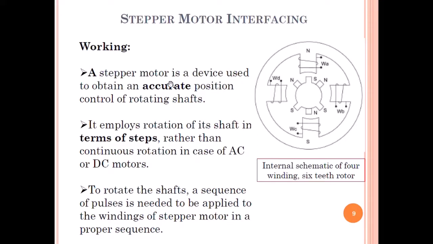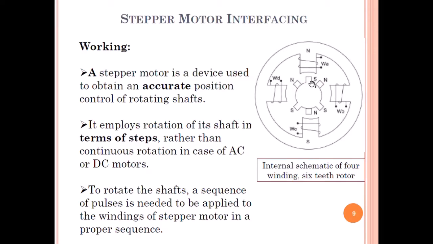So a stepper motor is a device used to obtain an accurate position control of rotating shafts. We get accurate positions and not continuous positions. In AC/DC motors, the shaft rotates continuously. As such, we do not get a fixed position, but here the positions are fixed.